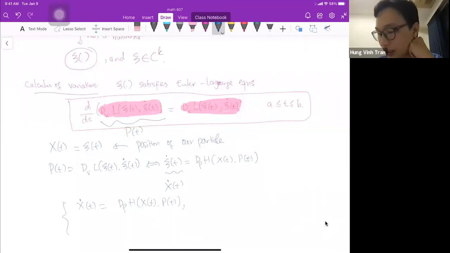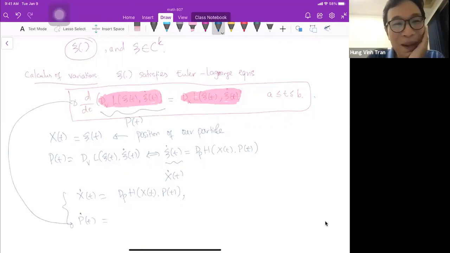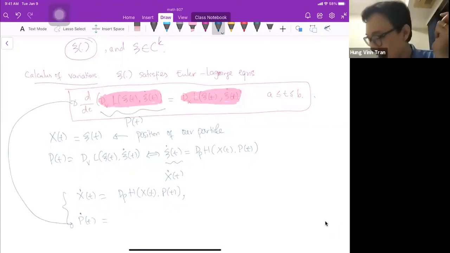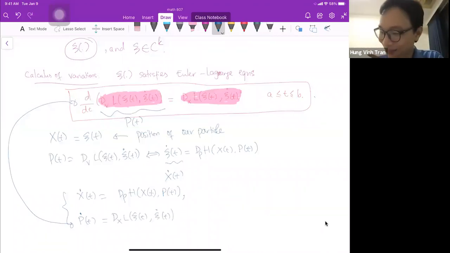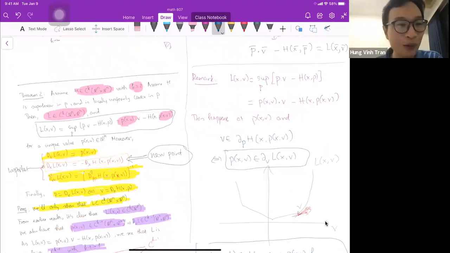So that's the first relation. The second relation is, what is p dot of t? p dot of t is exactly this PDE, this calculus of variations equation, right? p is dv, so p dot of t is d over dt of p(t), which is dx of L(c(t), c dot(t)). But remember, this is exactly what we just proved here, the box that I just put here. It's the important new point: dx of L(x,v) is minus dx of h(x,p).